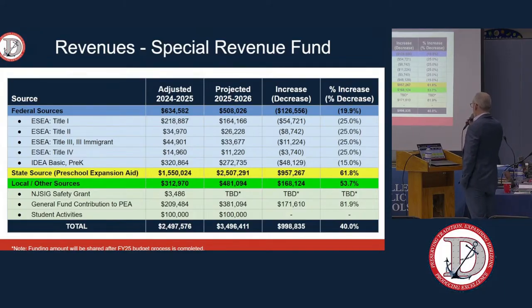We have preschool expansion aid. We increased the number of seats, and we increased the amount of revenue as well. So we received $957,000 more in state aid for preschool, so we're up to $2.5 million. That's about as high as we're going to get, not too much more as we keep going. And then we have other sources. We have the NJ-SIG safety grant, which the funding information is not yet available. Our general fund contribution to PEA is money we shift from the general fund to the preschool expansion account to service students with special needs that are in our preschool programs. And then we also have student activities.